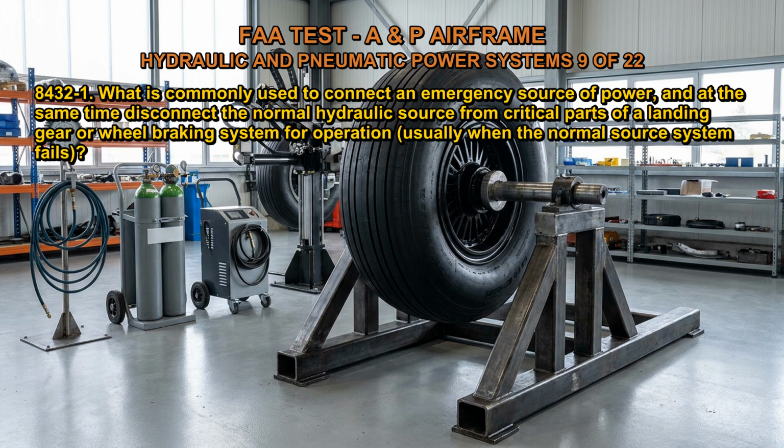8432-1. What is commonly used to connect an emergency source of power and at the same time disconnect the normal hydraulic source from critical parts of a landing gear or wheel braking system for operation, usually when the normal source system fails? A. Selector valve. B. Shuttle valve. C. Sequence valve.